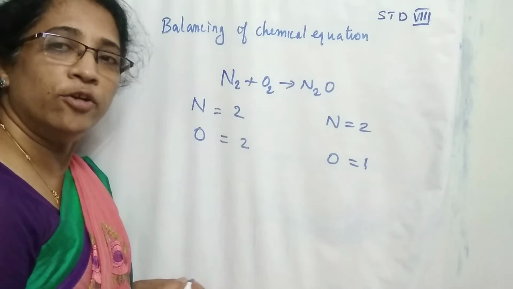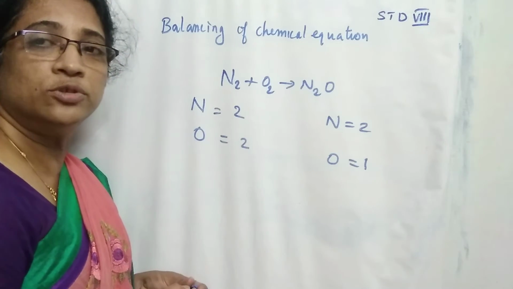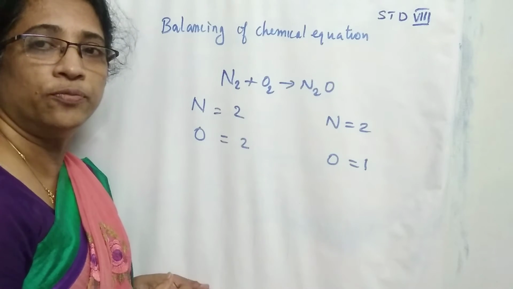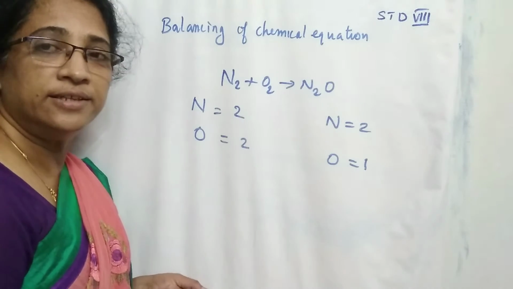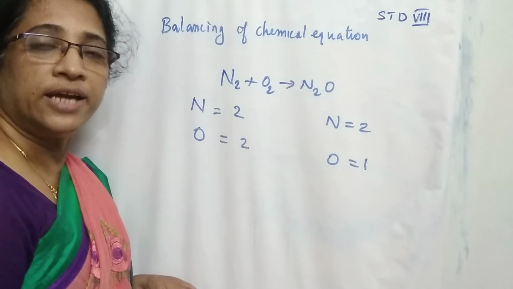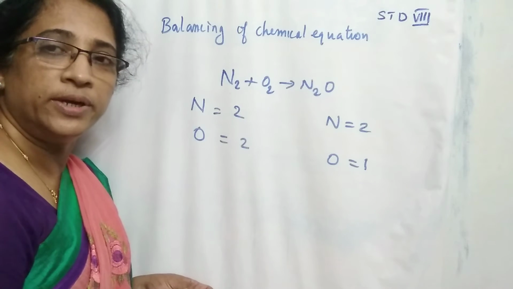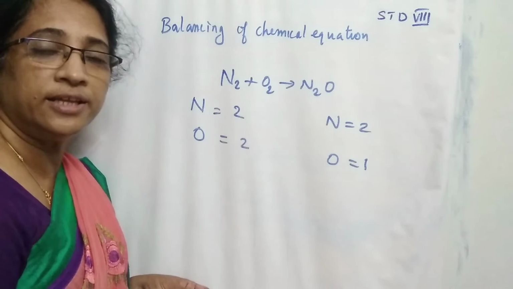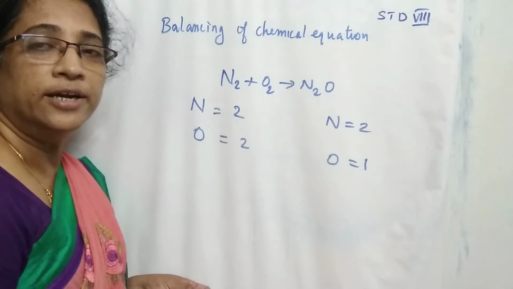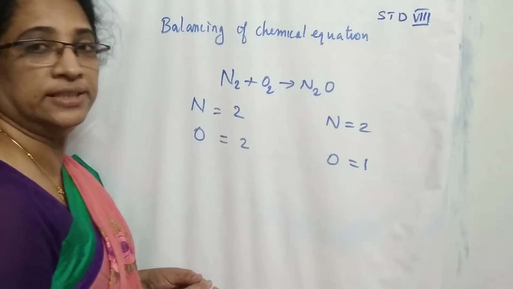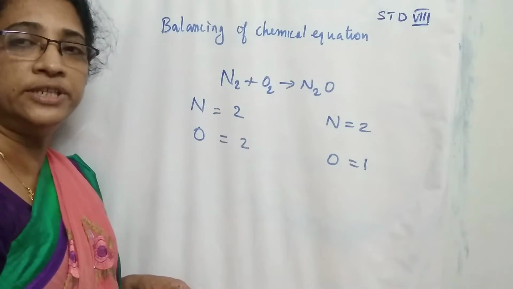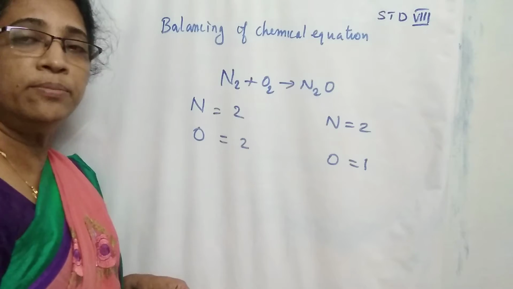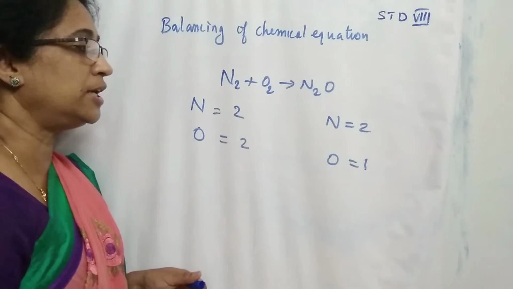What is the need of balancing the equation? This is to preserve the law of conservation of mass. The law says that matter can neither be created nor be destroyed during a chemical reaction. Therefore, all chemical equations must be balanced. So, simply we can balance the equation like this.